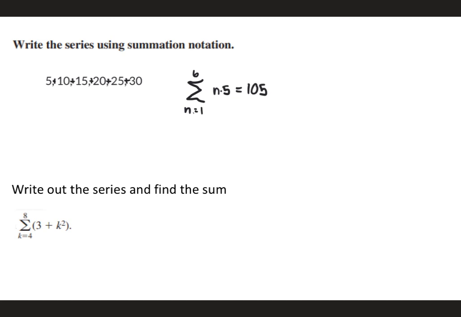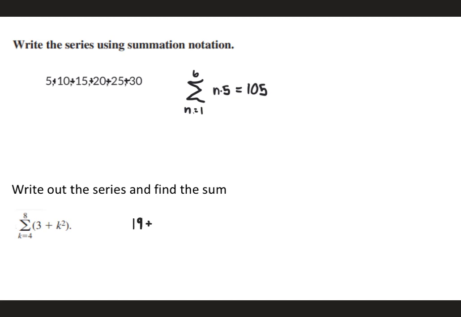It's okay, we don't have to write the first 3 terms. We can just start at the 4th one. And the terms are 3 plus the term squared. Okay, so we'll go ahead and we'll start with the 4th term. So 4 squared is 16. 16 plus 3 is 19.